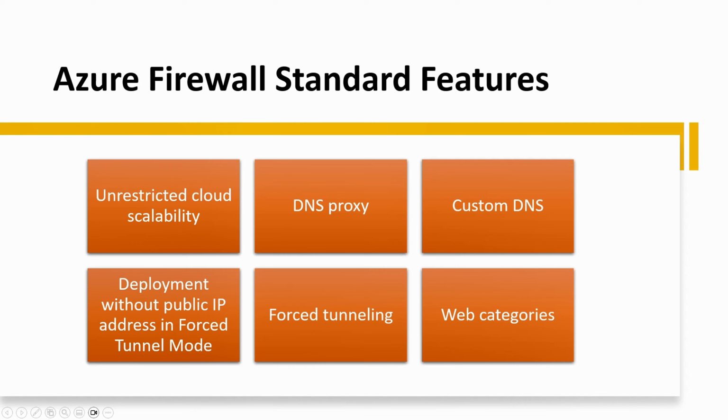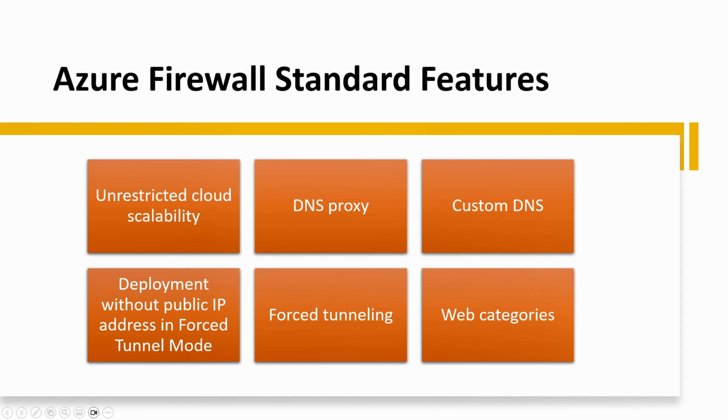Forced tunneling. This feature is used when you want to route all the internet-bound traffic to either any network appliance or on-prem. And in some cases, if you have an intrusion detection or prevention system, so that all the internet traffic goes through it. To enable this feature, you have to define the next hop in the Azure Firewall configuration, and then all the internet traffic will be routed towards the other appliance.